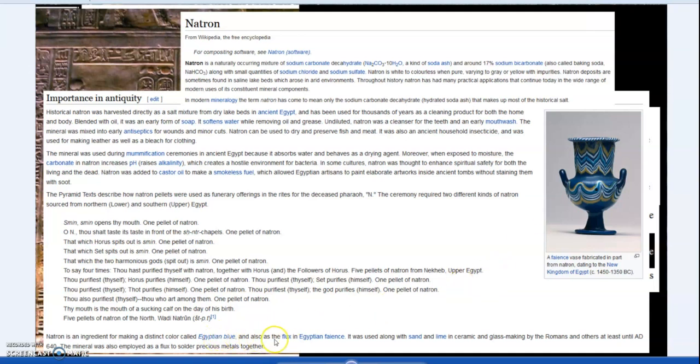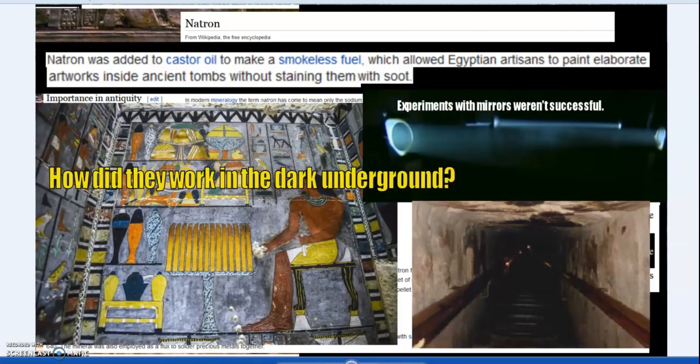But natron was also used as a flux. So if you've got two pieces of copper you want to solder together, what you need to do is paint a bit of flux on, and then you can solder it together. You don't just use the solder. And natron was also used as a flux by the Romans to put precious metals together. So jewelers as well were using natron as a flux.